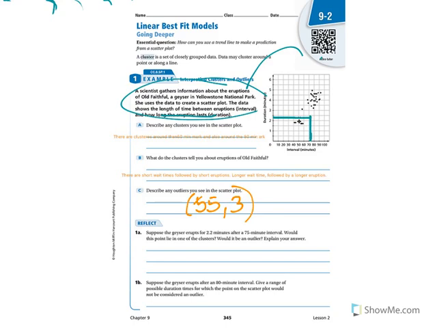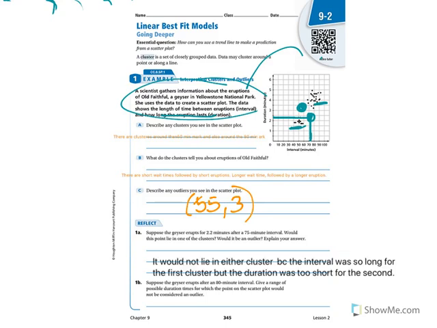Okay, so it says here, would that point lie in one of the clusters? And that's going to be no, because notice this was an outlier as well. So if it's around here, that's not going to lie within either this group here or this group. So we'd say here that.